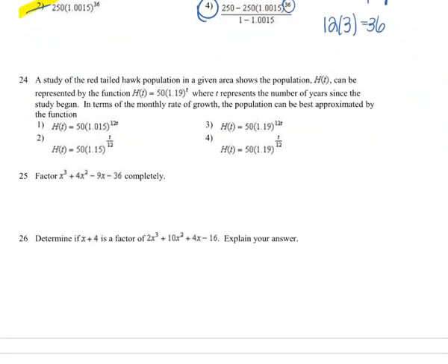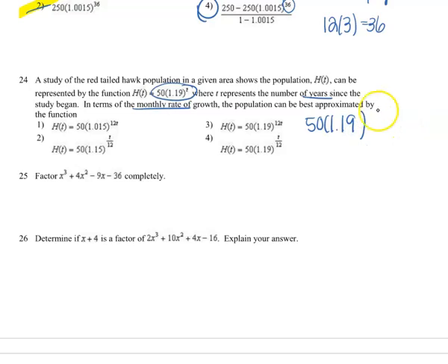All right, last multiple choice question. A study of a red-tailed hawk population in a given area shows the population h of t can be represented by the function h of t, where t is the number of years since the study began. In terms of a monthly rate of growth, the population can be approximated by the function what? All right, so what I'm thinking is I'm going to take this function and rewrite it in terms of months. So this would be h of t equals 50 times 1.19.